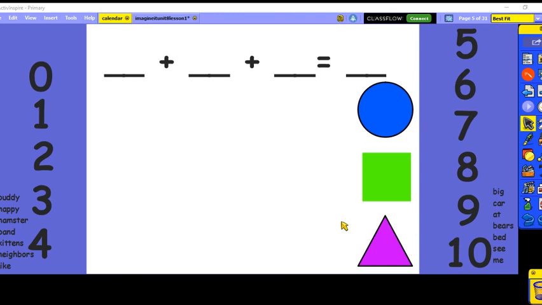Okay, so let's do buddy. Buddy. How many syllables is that? Buddy. That's 2. Happy. How many is that? Happy. 2. Hamster. 2. Band. That's 1.